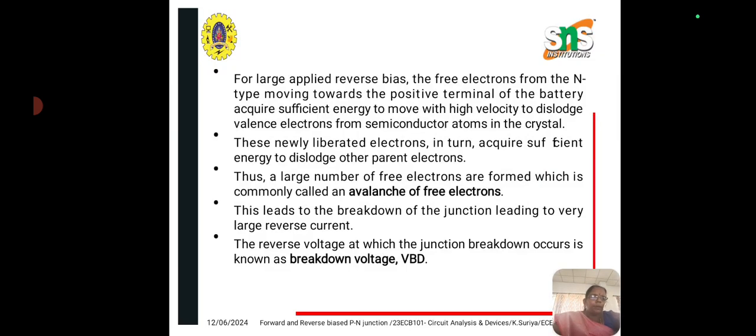For a large applied reverse bias, the free electrons from the n-type moving towards the positive terminal of the battery acquire sufficient energy to move with high velocity and dislodge valence electrons from semiconductor atoms in the crystal. These newly liberated electrons in turn acquire sufficient energy to dislodge other parent electrons. Thus a large number of free electrons are formed, which is commonly called an avalanche of free electrons. This leads to the breakdown of the junction, leading to a very large reverse current. The reverse voltage at which the junction breakdown occurs is called the breakdown voltage.